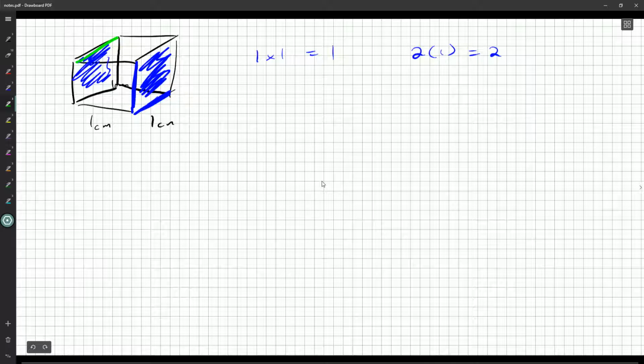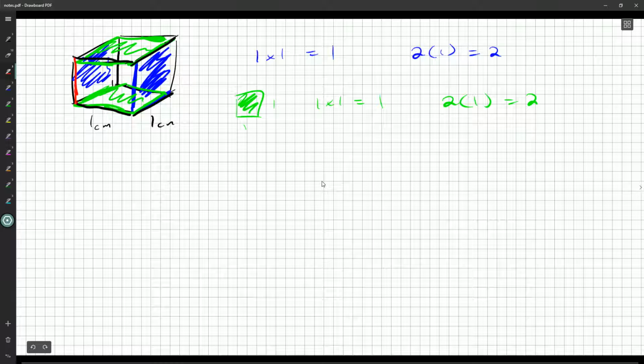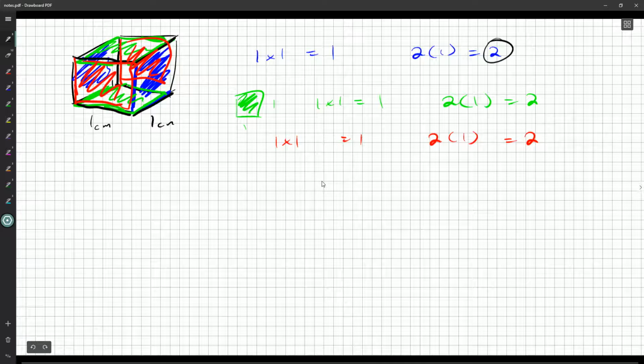And if we look at the top and the bottom, we get some green squares that have the length and width of our rectangle in common. They're both still 1 by 1 squares, so each has an area of 1 times 1, or 1 centimeter squared, and there's 2 of them. And then, of course, the front and the back are also going to give me 2 1 by 1 squares, each with an area of 1. We get 2 plus 2 plus 2, a total of 6 for the surface area.